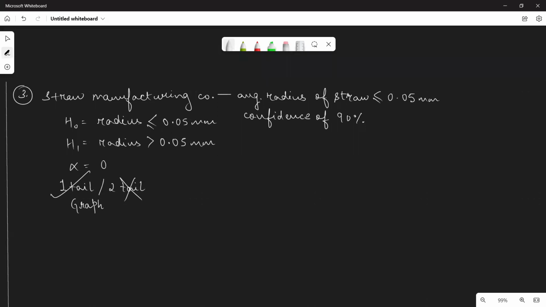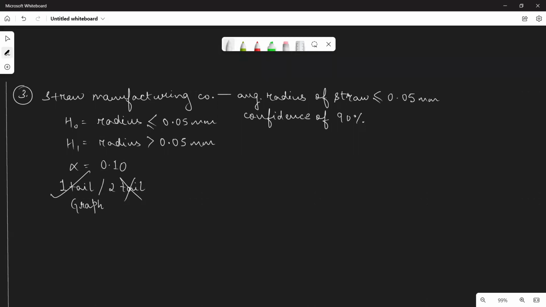Alpha value will be nothing but, sorry, 90% confidence, so 90% means 0.10. Yeah, 0.10, or you can simply say 10%. So alpha is this much. This is not a two-tailed test. This is a one-tailed test.